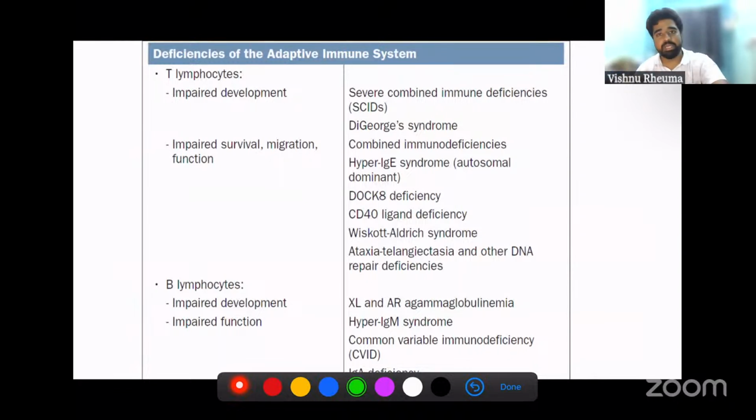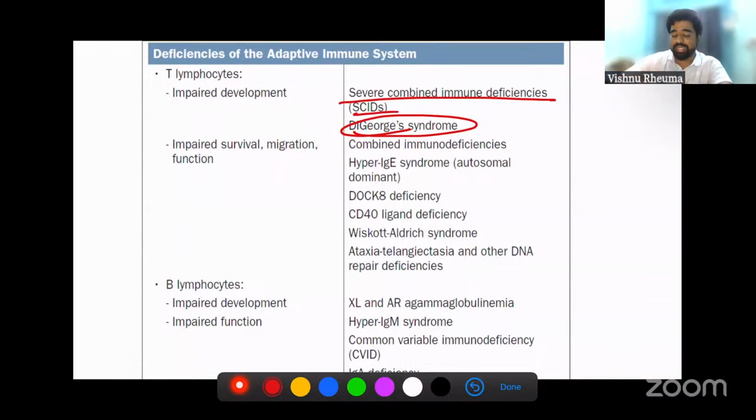Then we come to the adaptive immune system. So these are the more severe ones. Especially T cells are the severe ones, where it can cause something like DiGeorge syndrome. And also there can be combined defects. Combined defects, especially your severe combined immunodeficiency, is kept under a T cell defect. Why is that? Because T cell defects are leading to B cell defects here.